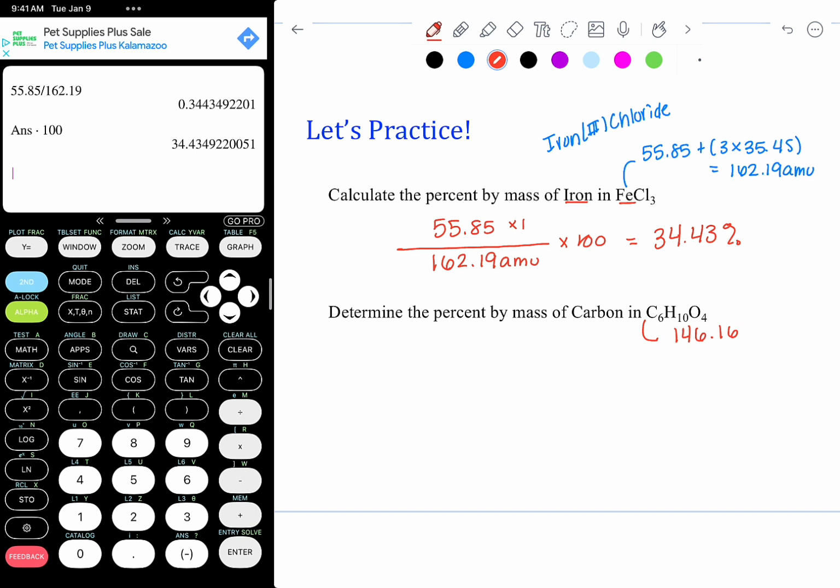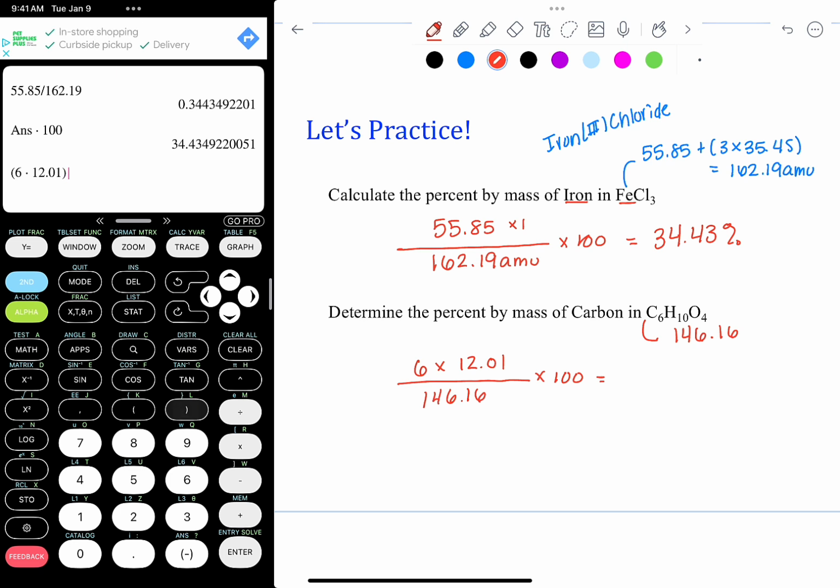Okay, I'll skip typing that into our calculator since we've done that multiple times. So we then take 6 times the mass of carbon, 12.01, and we divide that by the mass of the compound, 146.16, and we multiply that by 100. So we get 6 times 12.01 divided by 146.16. We multiply that by 100 to make it a percentage. We get 49.30%. So the carbon makes up about half of the mass of this compound.